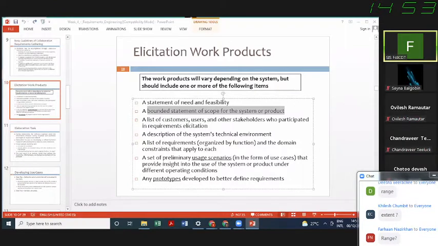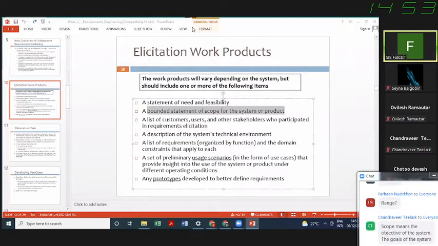I think this is something that you need to think on very much. The scope of the system. When you're developing a system, the number of features and functionalities that you can develop is enormous.